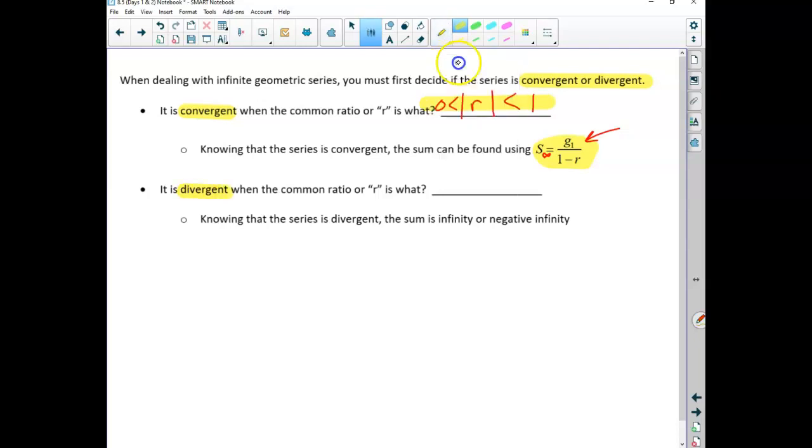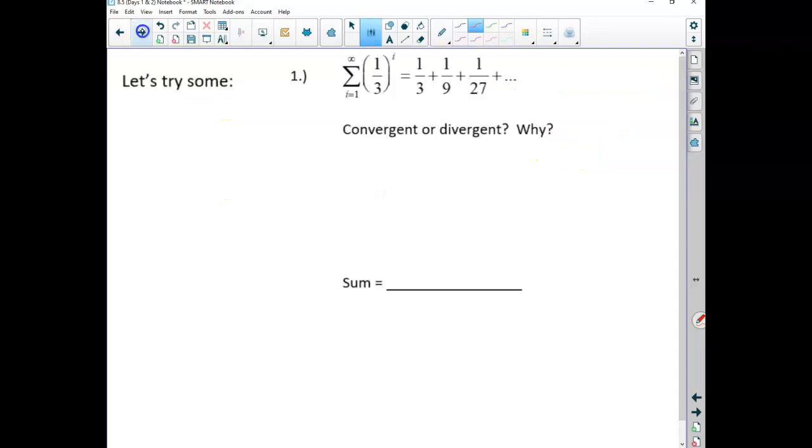Well, when do you think it's divergent? Well, that's when r is bigger than, I did it again, not 0. It's when the absolute value of r is actually bigger than 1, okay? In knowing that a series is divergent, the sum is either infinity or negative infinity, which means it does not exist, okay?